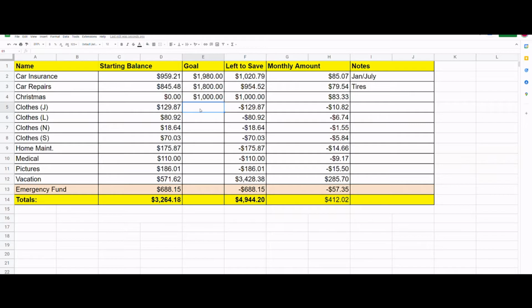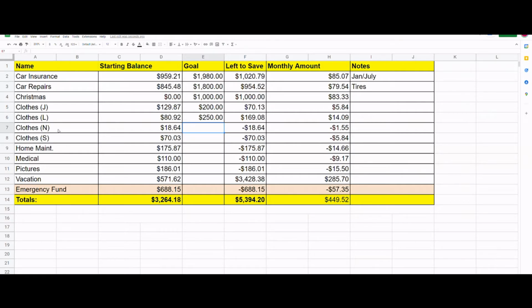This first one is for my son Jonah, and his goal amount is going to be $200. He doesn't need very many clothes, and he also gets the hand-me-downs from my son Logan. So we need to save $8.54 a month for him. Next, we have clothing for my son Logan, and he gets $250. So we need to save $14.09 a month for him.